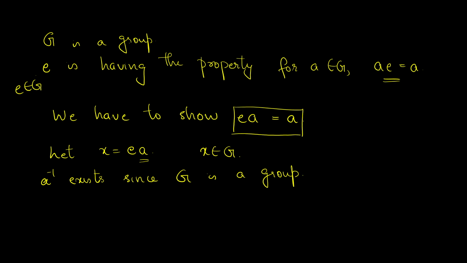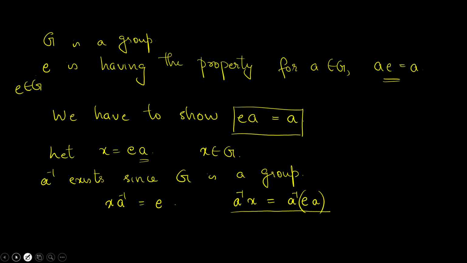Okay, so we will operate on both sides by A inverse. So we will get that X A inverse is equal to identity if we are operating from the right. If we are operating from the left, what will we get? We will get that A inverse X is actually equal to A inverse into identity into A. Okay. Now let's stick to this.